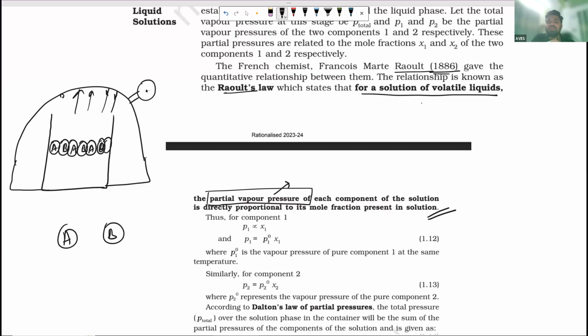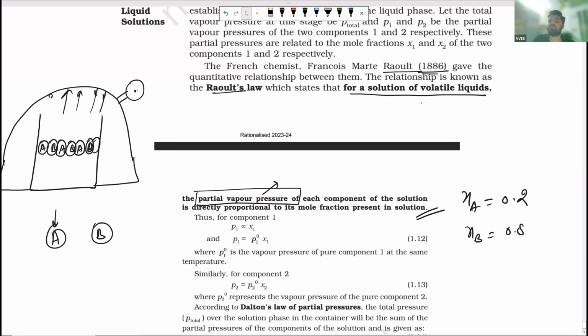So it is saying simply that the partial pressure, meaning the pressure exerted by the particles of A only, is directly proportional to the mole fraction of A. If B particles are exerting more pressure, it means the mole fraction of B is more in the solution here. For example, if I'm saying that XA is 0.2, then XB will be 0.8. Are you getting my point? Yes, sir.